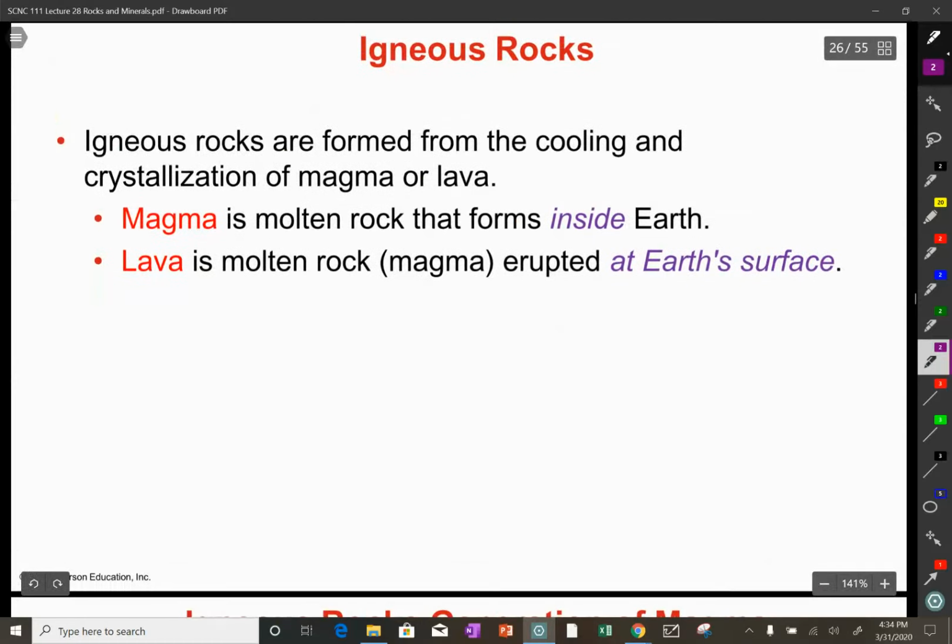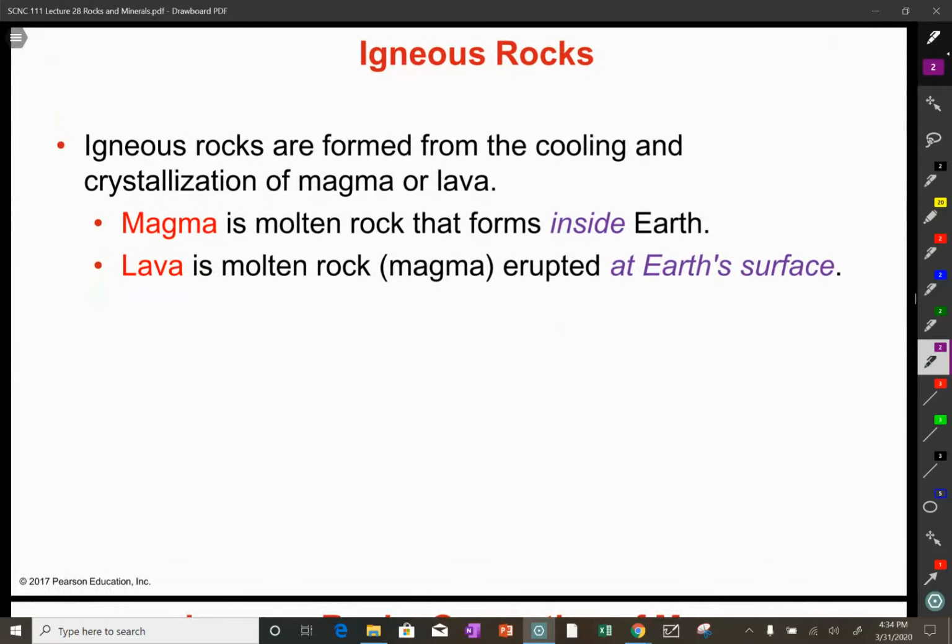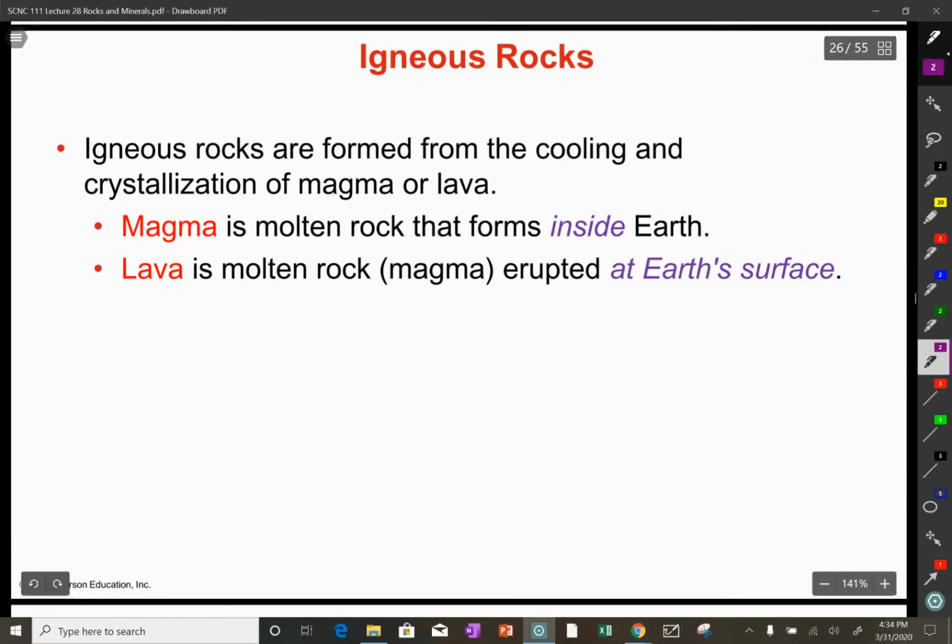So let's talk a little about igneous rocks. They're formed from the cooling and crystallization of magma or lava. What's the difference in magma and lava? Inside the earth, it's magma. Once it reaches the surface, it's lava. So igneous rocks, you have magma that comes to the surface.